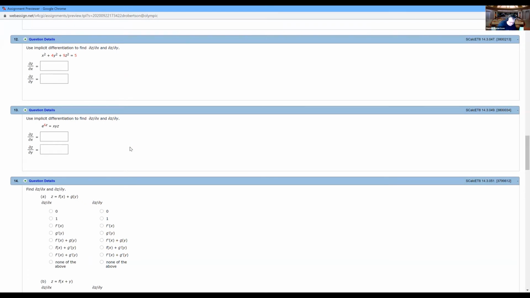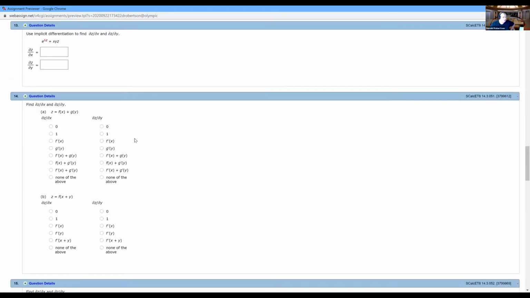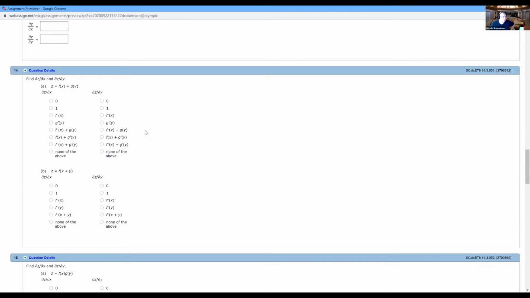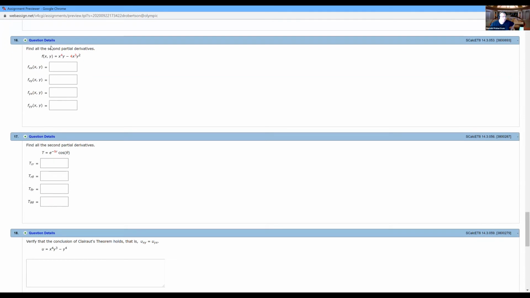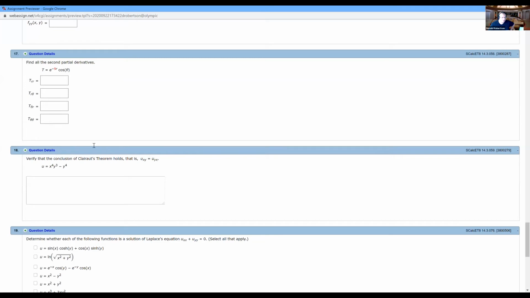I'm going to do implicit. So the one I'm going to do will be like question 12. I'm just going to make up my own version of it. Right, that's some tricky stuff we'll do later. Second partial derivatives, I think we're cool on those. Some more second partial derivatives.